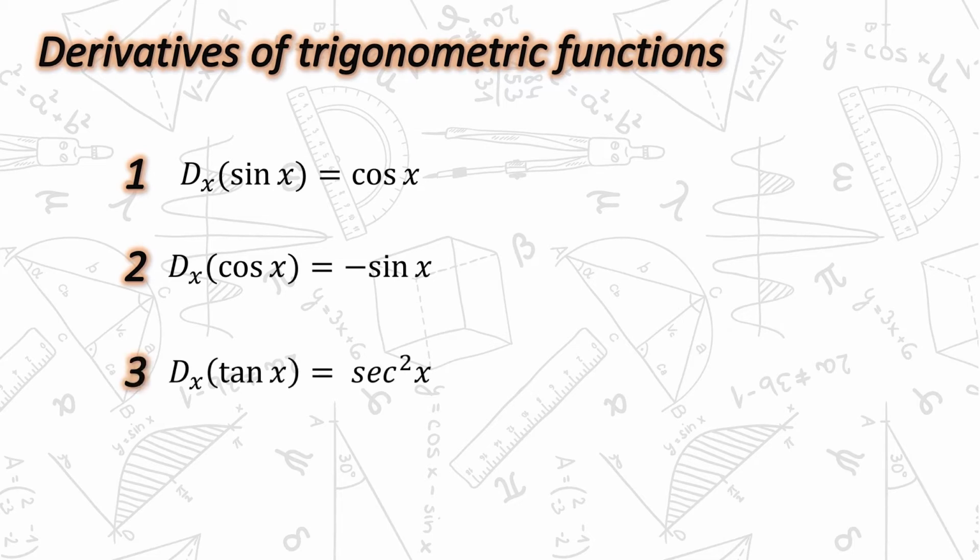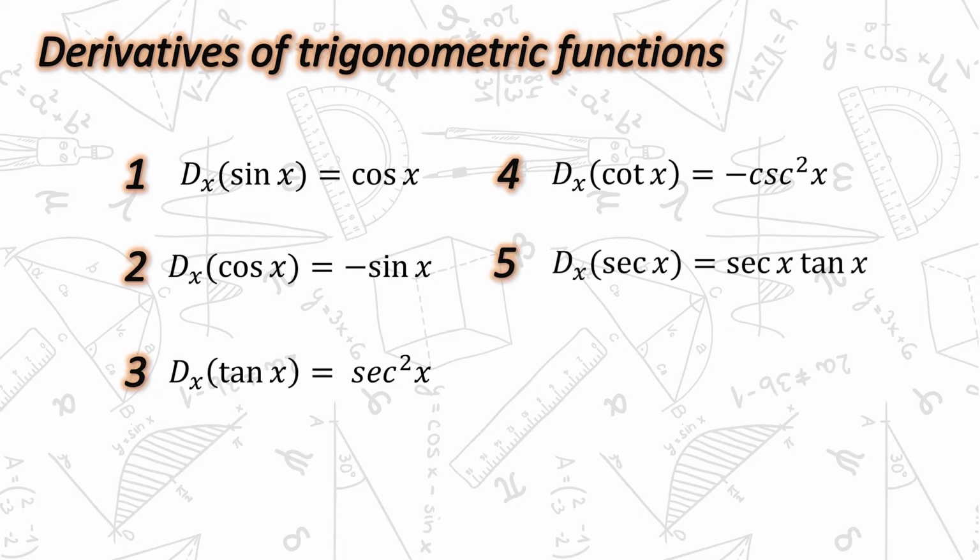Number 3, we have the derivative of tangent x equal to secant squared x. Next, we have the derivative of cotangent x equal to the negative of cosecant squared x. Number 5, the derivative of secant x is equal to secant x times tangent x. And number 6, the derivative of cosecant x is equal to the negative of cosecant x cotangent x.